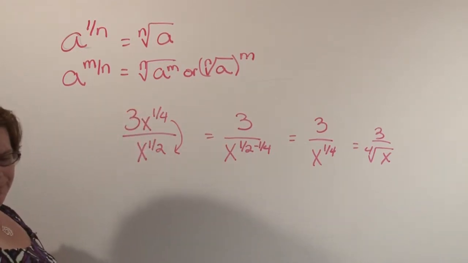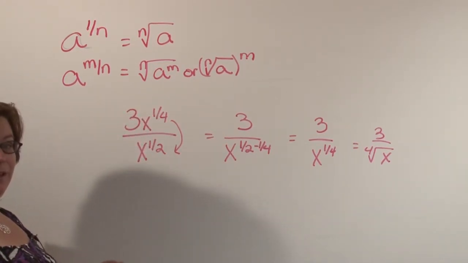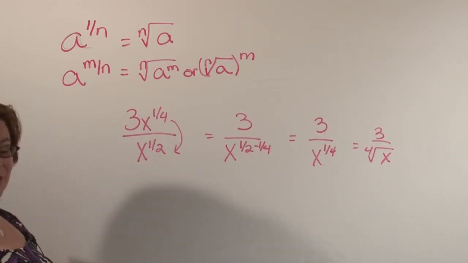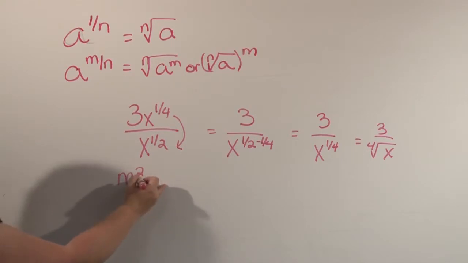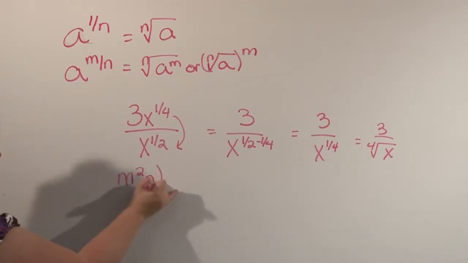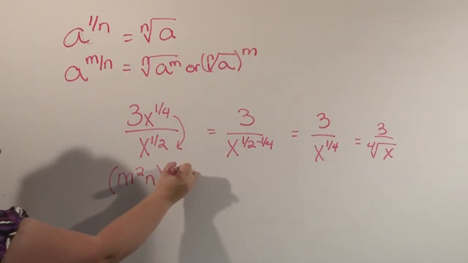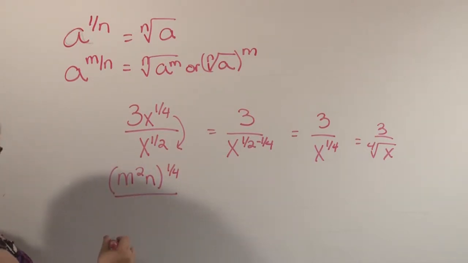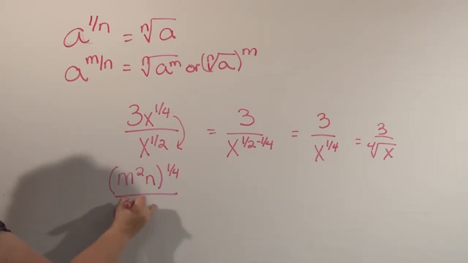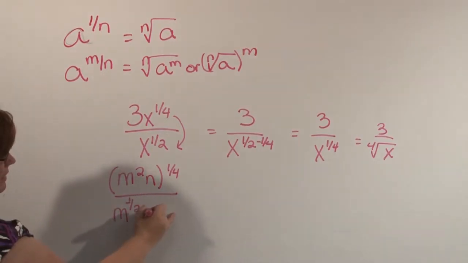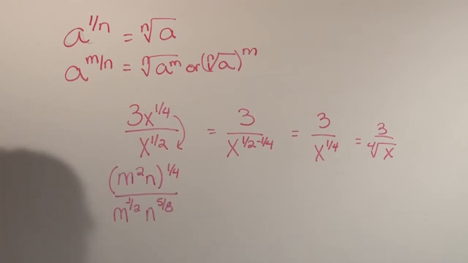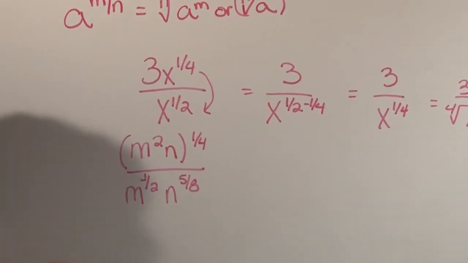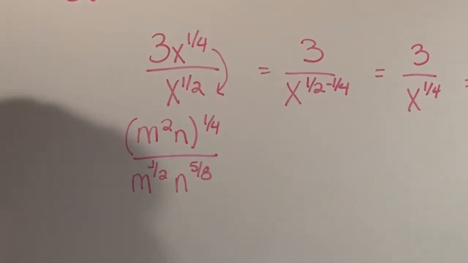Another example, super crazy, really nuts, we're going to add a bunch of rules all together, is going to be this one. m squared times n, all to the 1/4 power, divided by m to the negative 1/2 times n to the 5/8. That's crazy. We have a lot of things going on there, but our same rules apply. We're just going to take it piece by piece.